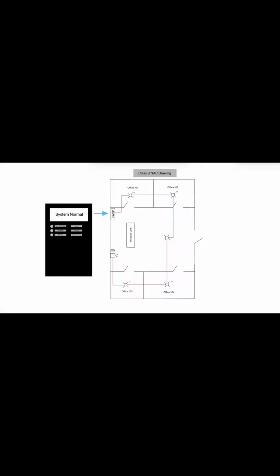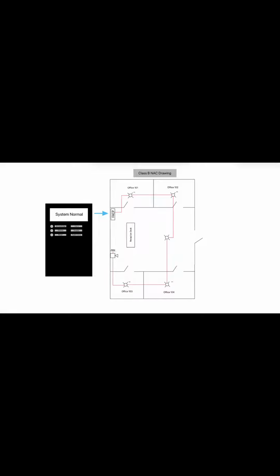Let's talk about how an end-of-line resistor works to monitor a fire alarm circuit. This is a Class B circuit, of course, because there is an end-of-line resistor. What I mean by monitor is, how do we know that this life-critical alerting system is working? How do we know we can rely on the wiring and the devices in this system?